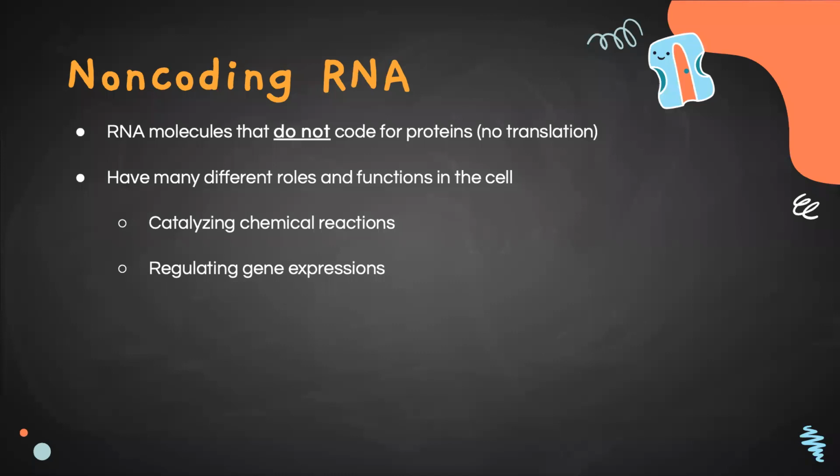So non-coding RNA is RNA molecules that do not code for proteins, so they don't undergo translation into a polypeptide chain. Instead, they have a lot of functional properties in our cells. They can work as enzymes, which are known as ribozymes, and they catalyze chemical reactions. Another example is they can help with regulating gene expression, like helping with translation or the splicing of DNA into introns and exons.